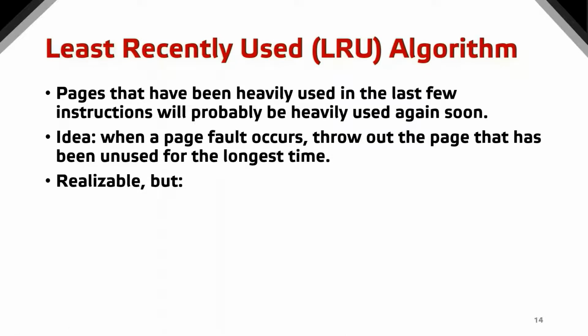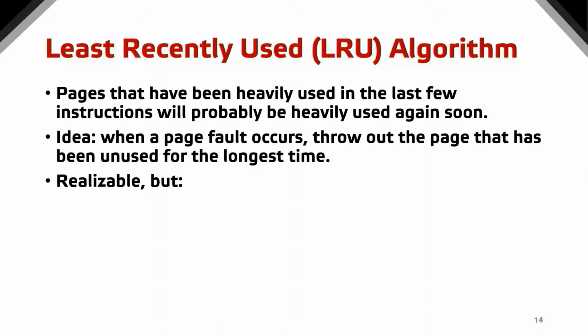A good approximation to the optimal algorithm is based on the observation that pages that have been heavily used in the last few instructions will probably be heavily used again soon. This idea suggests a realizable algorithm. When a page fault occurs, throw out the page that has been unused for the longest time. This strategy is called the least recently used paging algorithm.